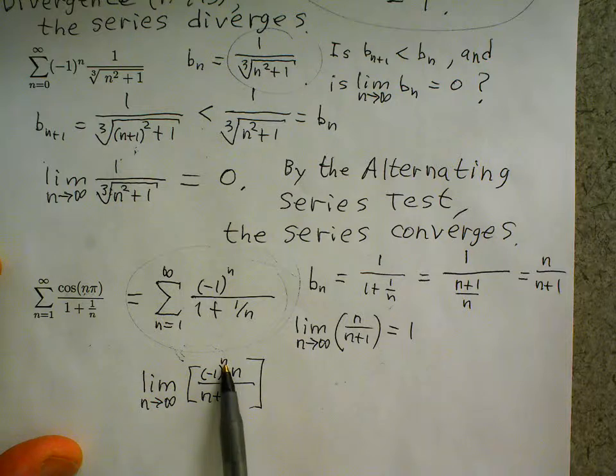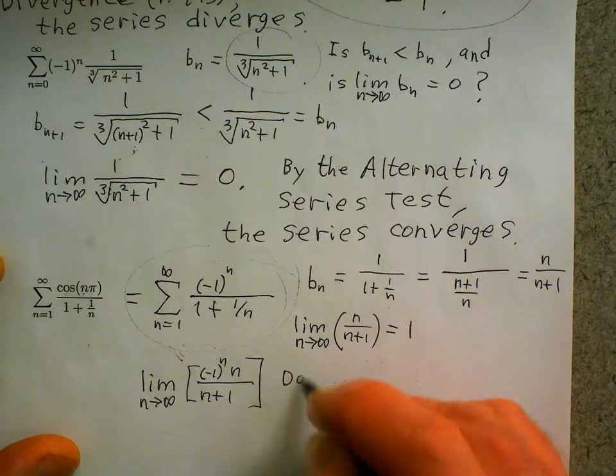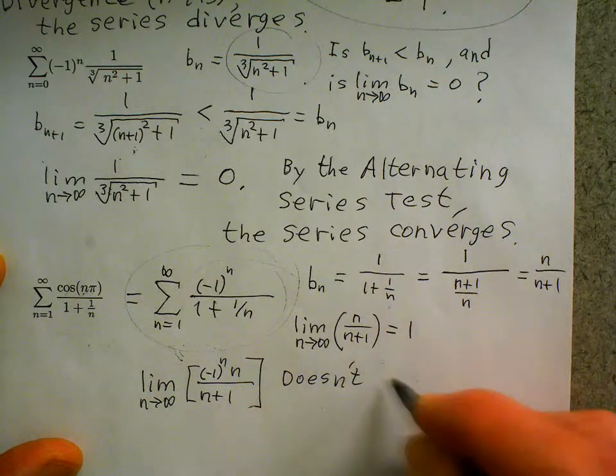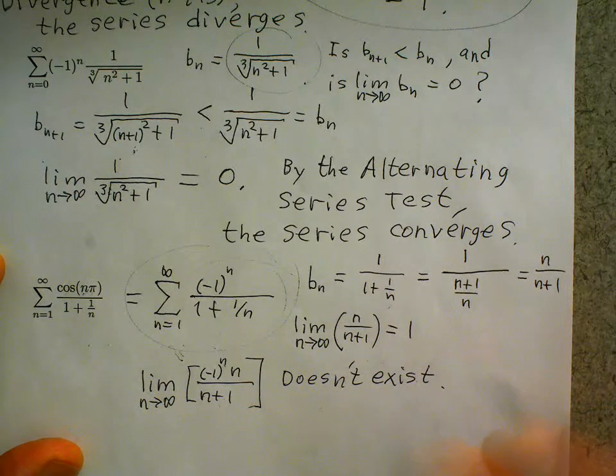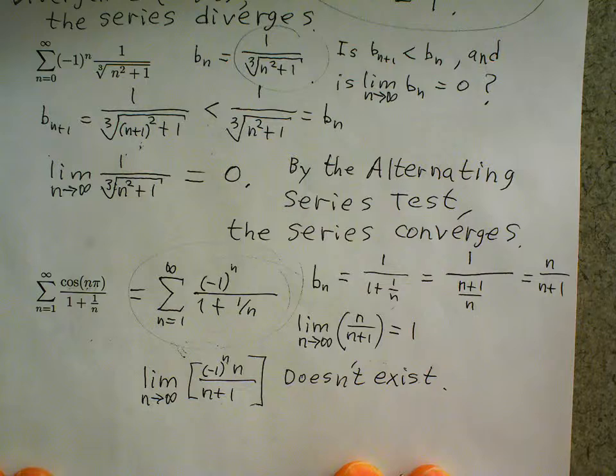When n is an odd integer, so for all of the odd integers n, the terms get close to negative 1. And for all of the even integers n, the terms get close to positive 1. So the limit does not exist. The limit doesn't exist. So by the test for divergence theorem, this series diverges.